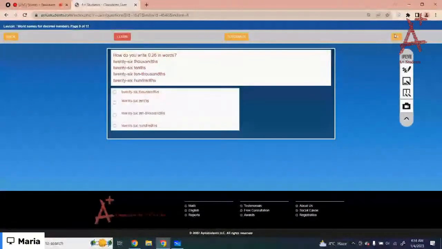Okay, the next one is how do you write 0.26 in words? So which of the options is the correct one? 26 thousandths, 26 tenths, 26 ten thousandths, and 26 hundredths. So which of the options is the correct one? It is 26 hundredths. Got it? The correct option is 26 hundredths. Just select the correct option, then click on the OK button.